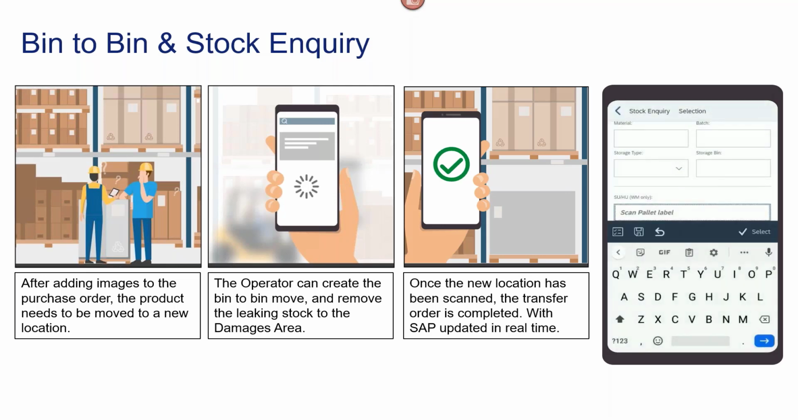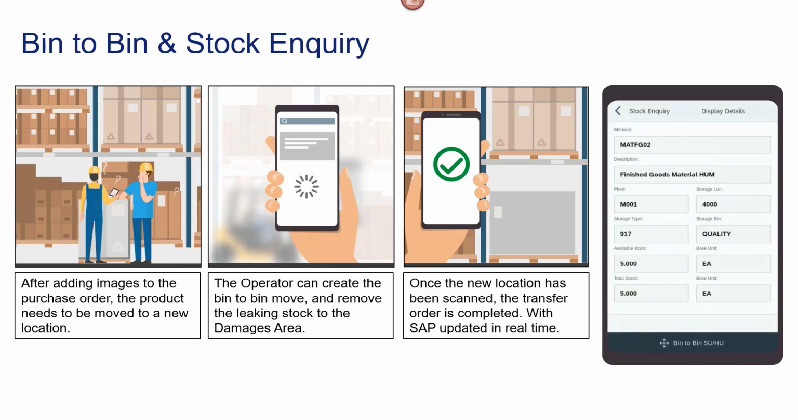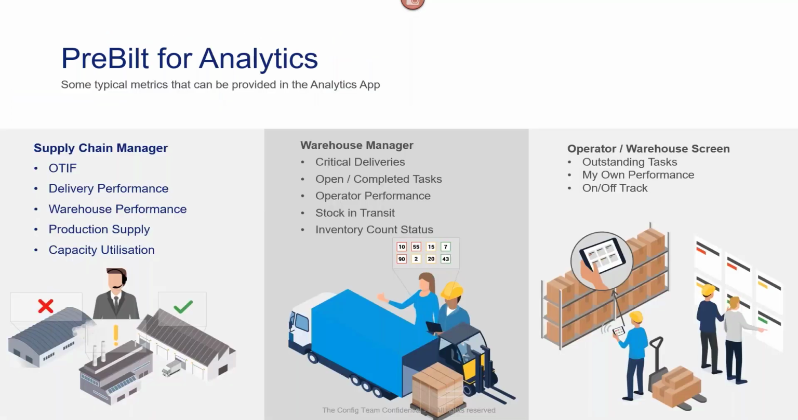So if we just do a stock inquiry using the stock app, we can then see that it's updated the storage bin to quality. We could also, using the stock inquiry application, jump directly to bin as well, as you can see from the icon at the bottom of the screen. So this is showing you the real-time connection with SAP.